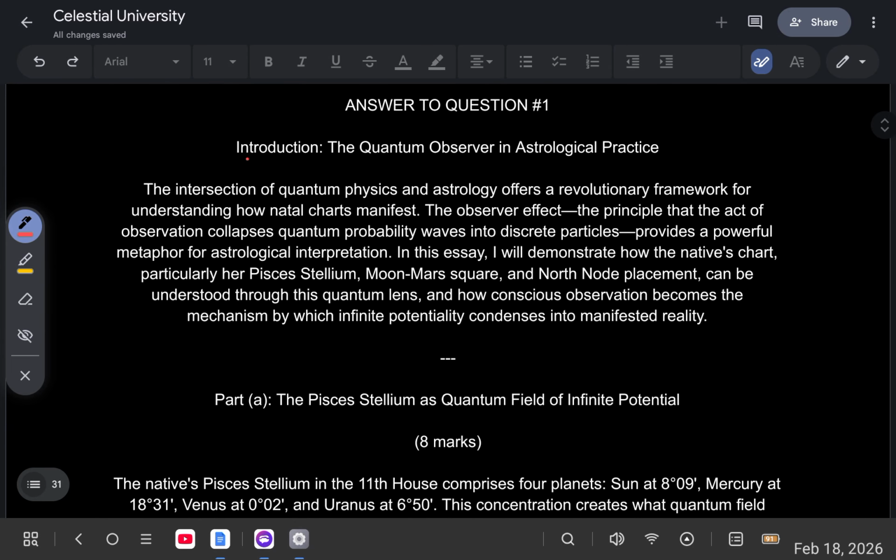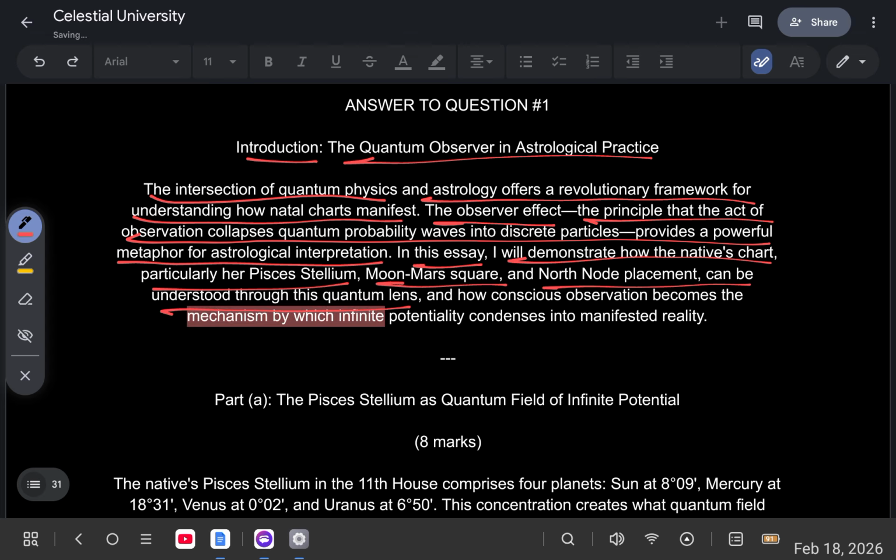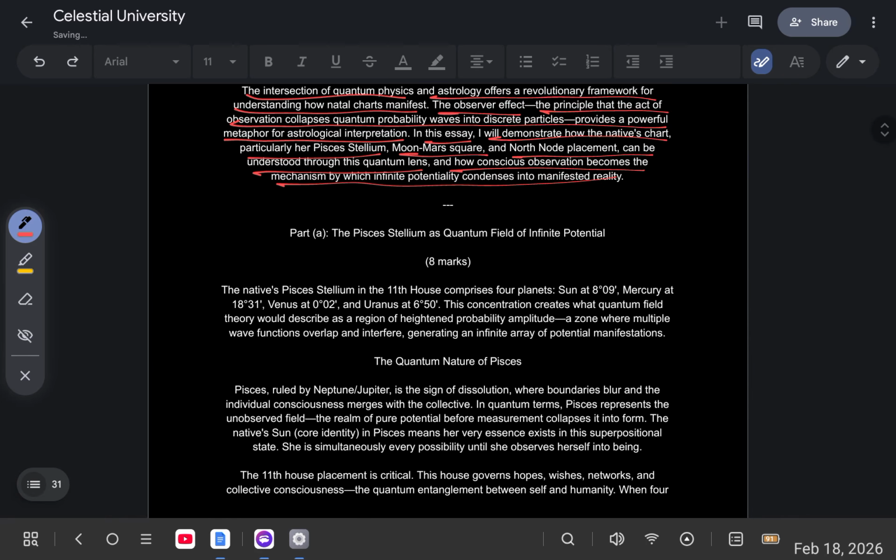So let's give our introduction, which is the quantum observer and astrological practice. The intersection of quantum physics and astrology offers a revolutionary framework for understanding how natal charts manifest. The observer effect, the principle that the act of observation collapses quantum probability waves into discrete particles, provides a powerful metaphor for astrological interpretation. In this essay, I will demonstrate how the native's chart, particularly her Pisces stellium, Moon-Mars square, and Rahu placement, can be understood through this quantum lens, and how conscious observation becomes the mechanism by which infinite potentiality condenses into manifested reality.